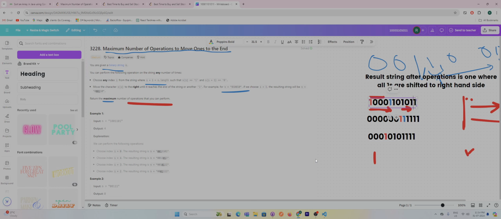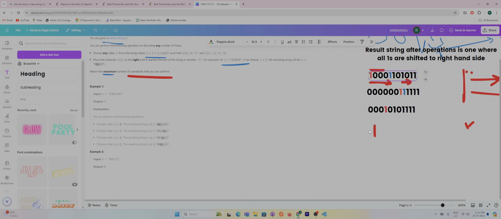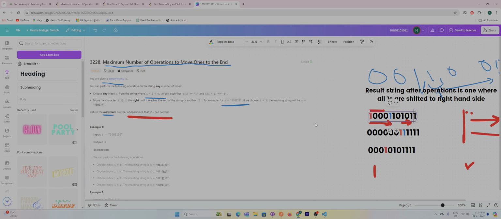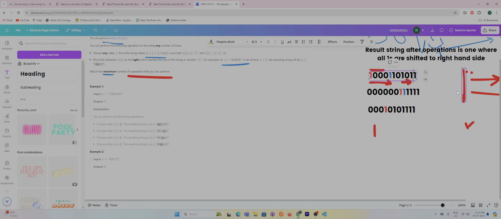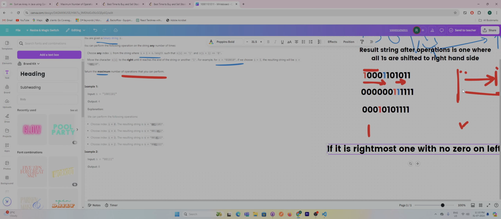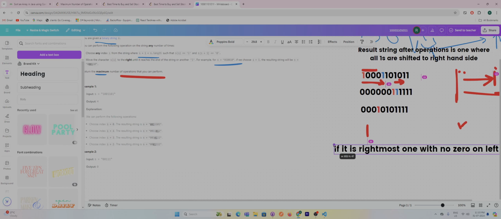So think of what kind of algorithm you are trying to form from it. I will try to figure out an algorithm from here. So I'll write a pseudocode here. Basically assume this: if it is a rightmost one with no 0 on the left, then what happens?